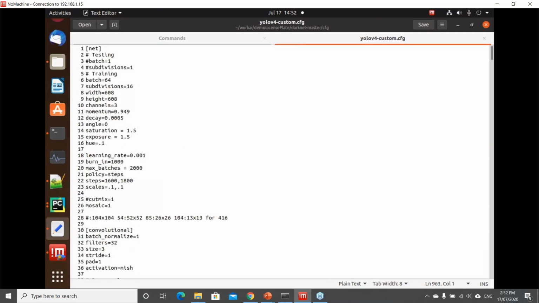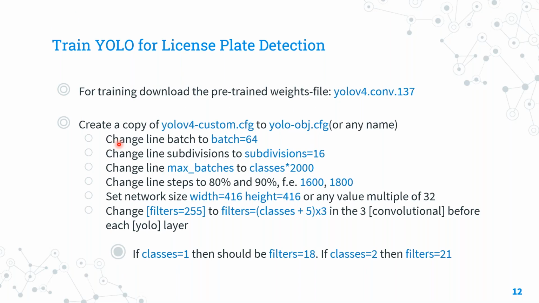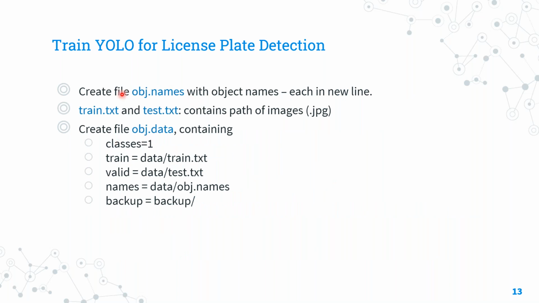And the changes we did: batch, subdivisions. Width will remain the same and height will remain the same, but you can change them according to your requirement, what you are going to feed in it. And we have only one class, so max batches will be 2000, with steps at 80% and 90%. This is one of the configurations that we changed. There are more we need to change for it.